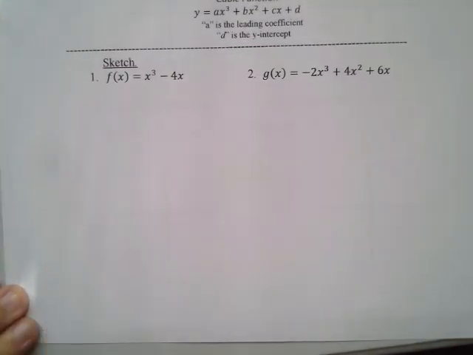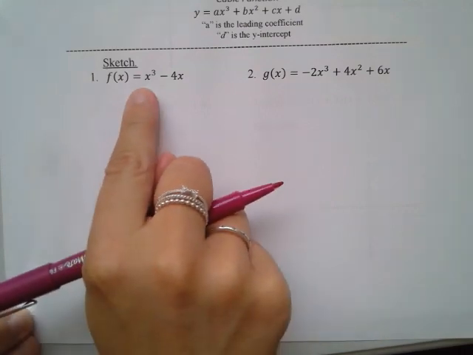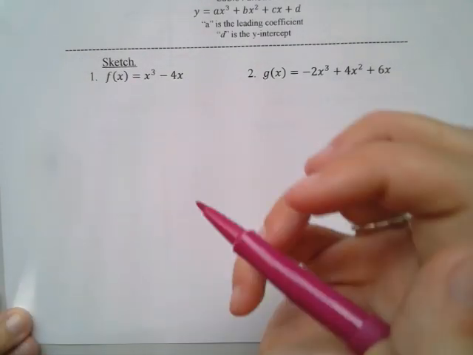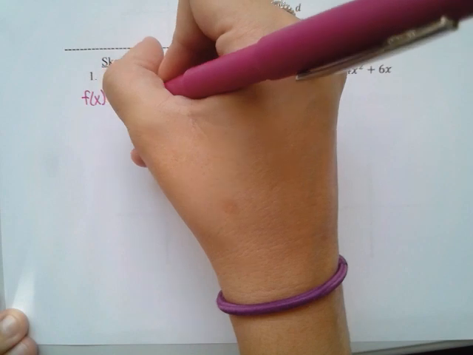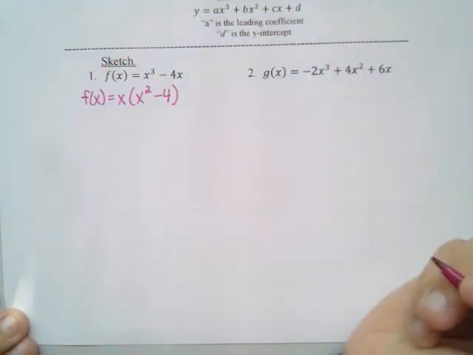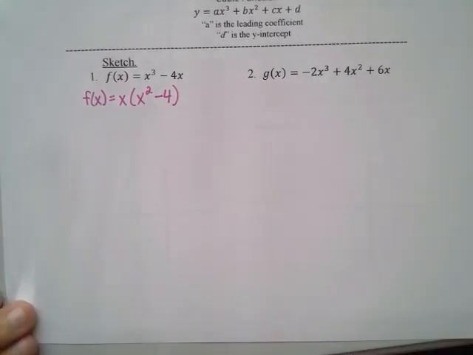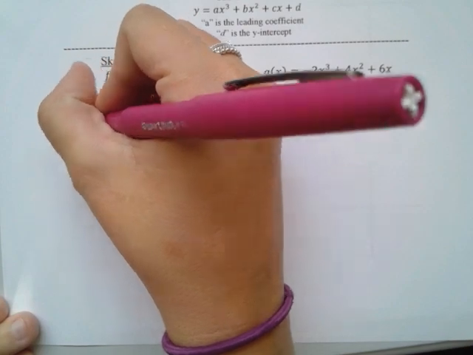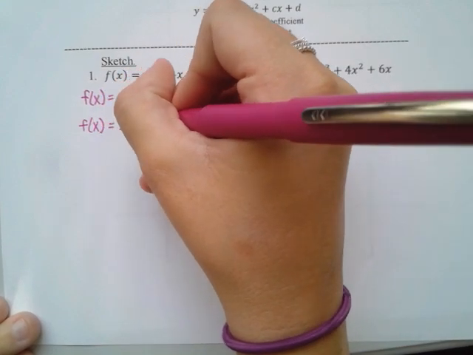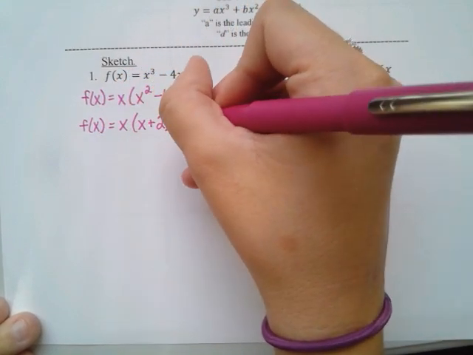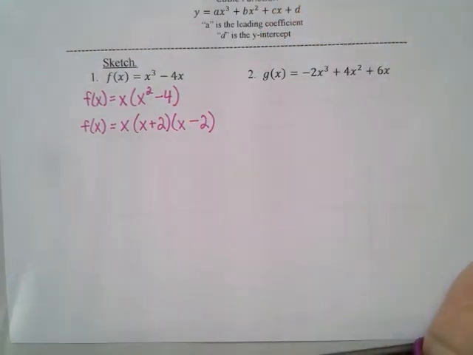Alright, so for this first one, I have f of x equals x cubed minus 4x. The first thing that I notice is x cubed and 4x both have an x. So I can go ahead and pull out an x from each term. So I pulled out a GCF of x. From there, x squared minus 4 is a difference of two squares, so I can factor this. F of x equals x out front, and x squared minus 4 factors to x plus 2 times x minus 2.